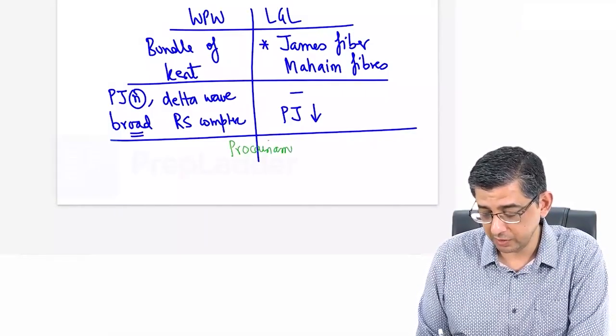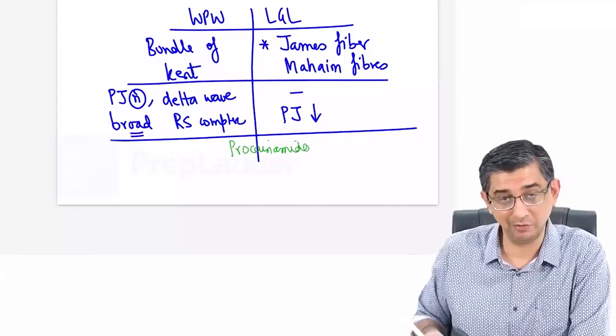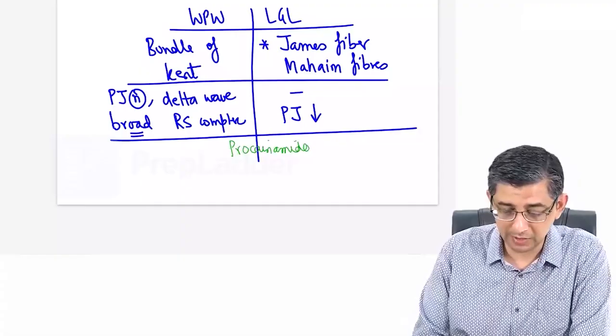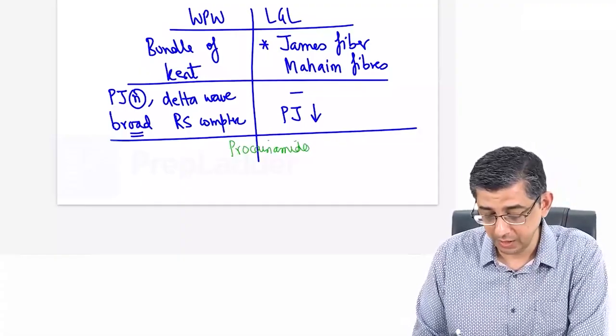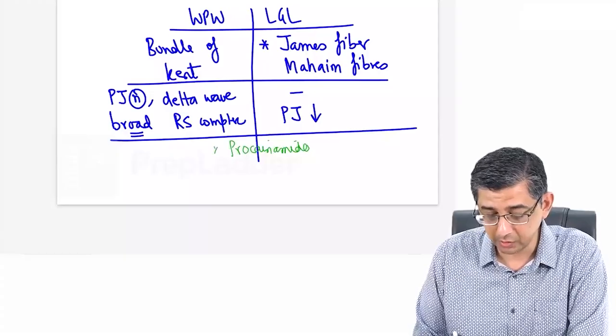Now maybe I breached that 1 minute barrier that I was trying to keep, but because I have to write and speak, that is why. Otherwise, your thought process has to be crystal clear. This is the emergency drug to be used.